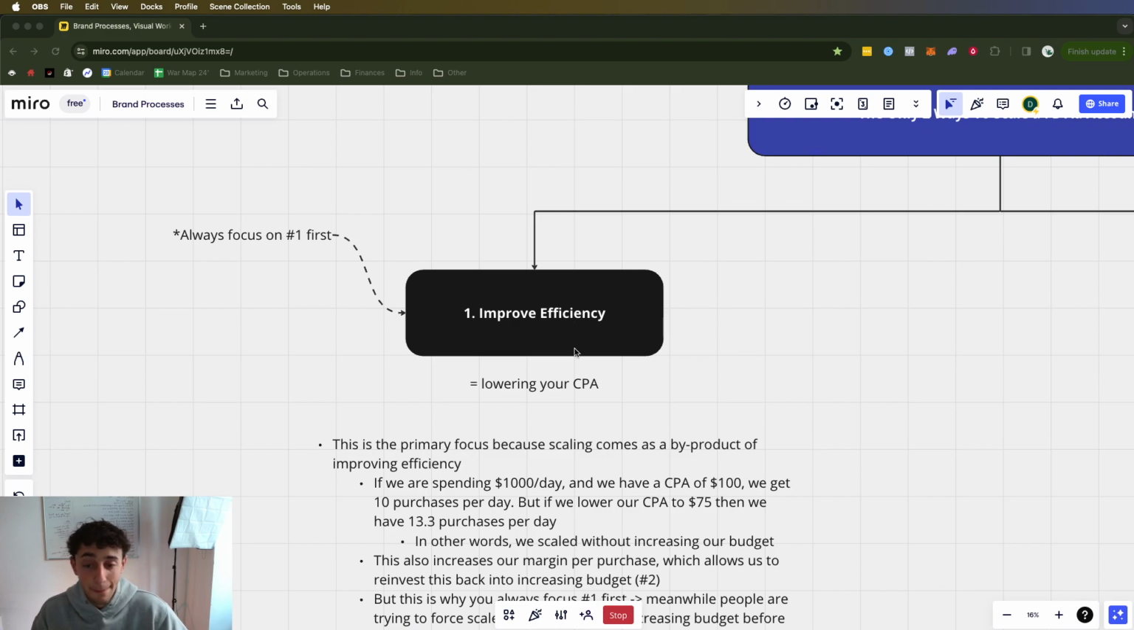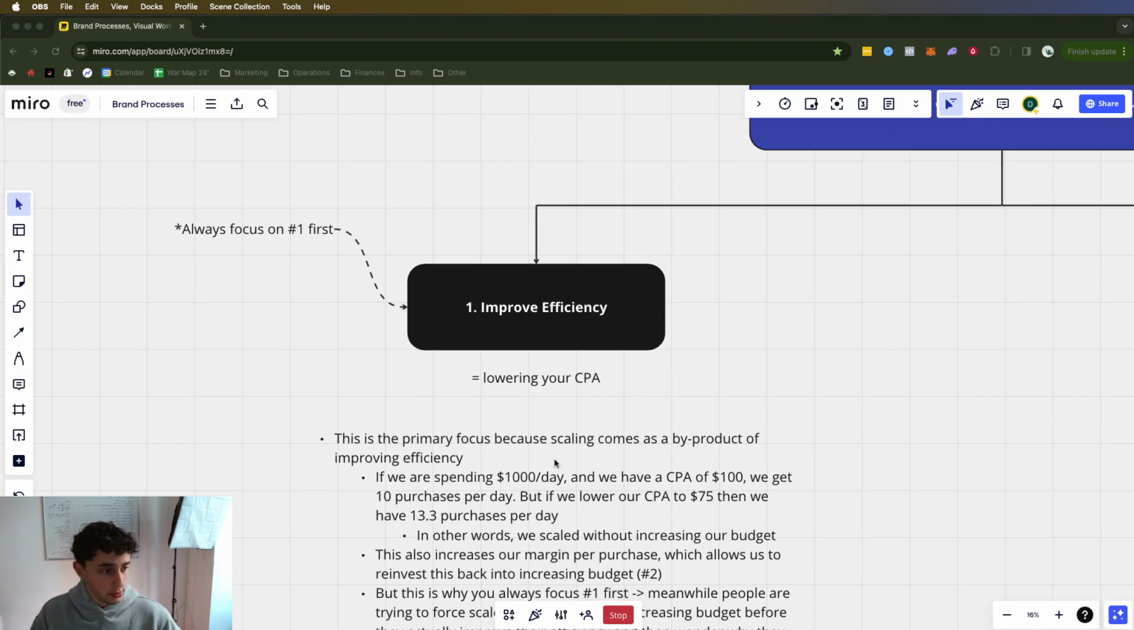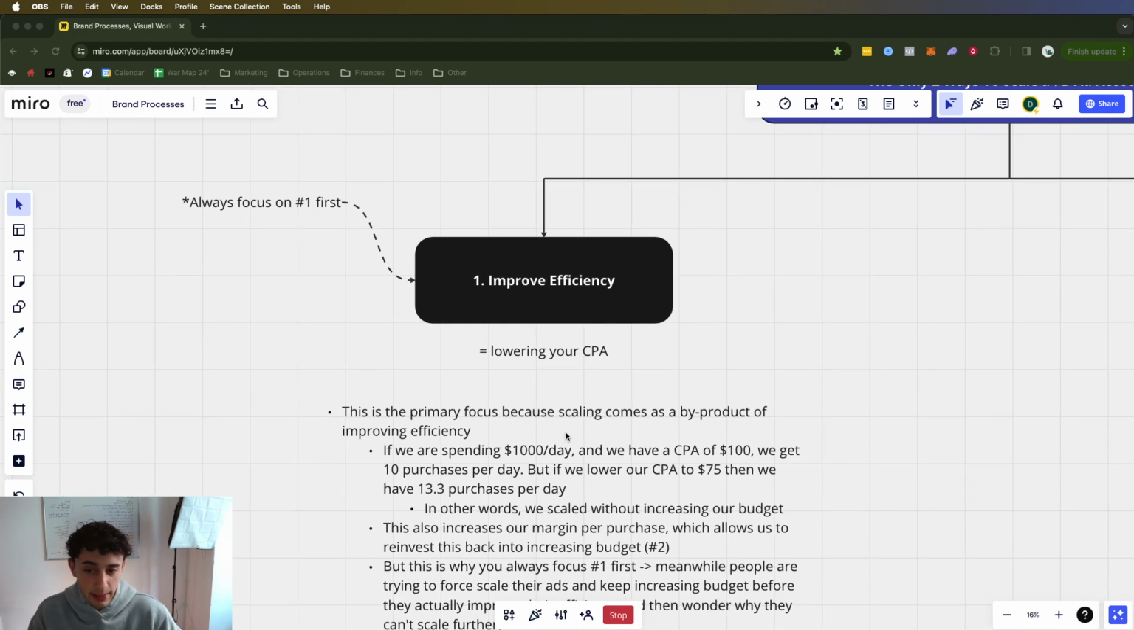Improving your efficiency means lowering your cost per purchase, your cost per acquisition. It means you become more efficient with the same ad spend. So if you spend 10,000 a day and you have a cost per purchase of 100, and you have the same 10,000 per day in ad spend and you have a cost per purchase of 75, you're more efficient and you increase the margin there, right? So this is the primary focus, because scaling comes as a byproduct of improving your efficiency.